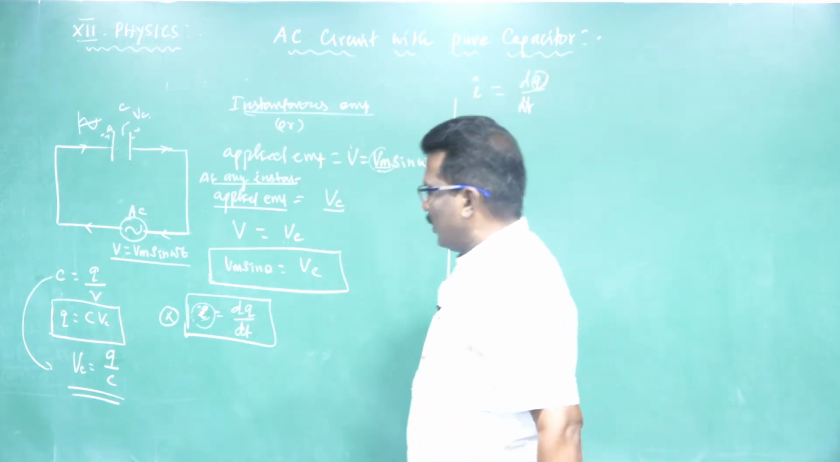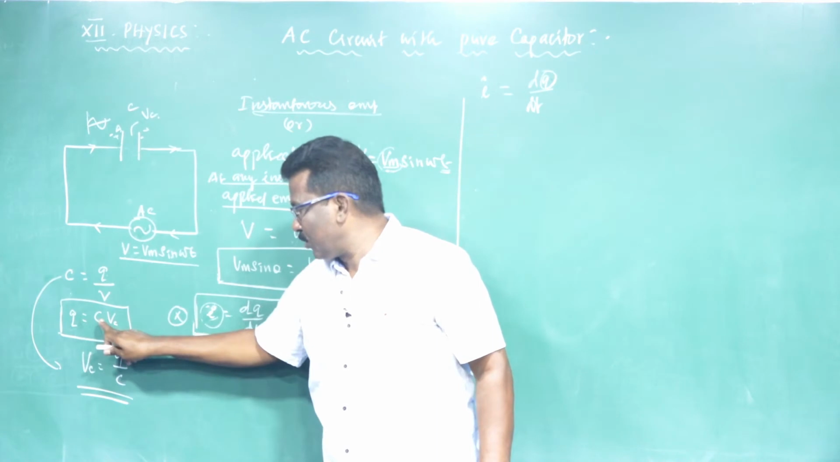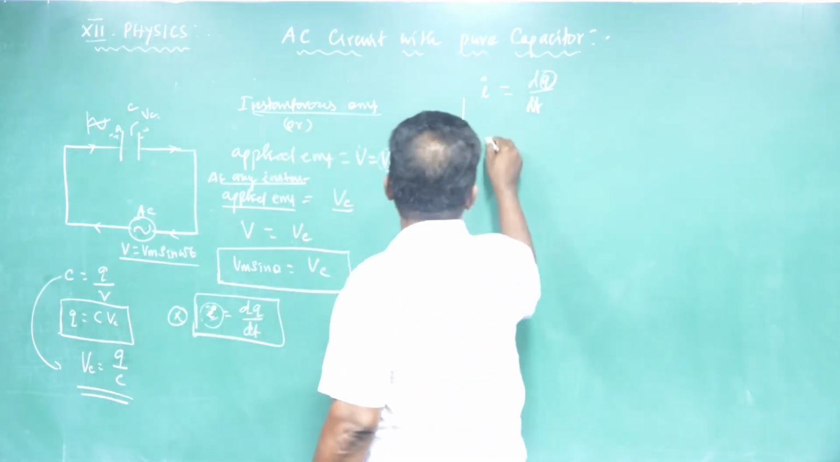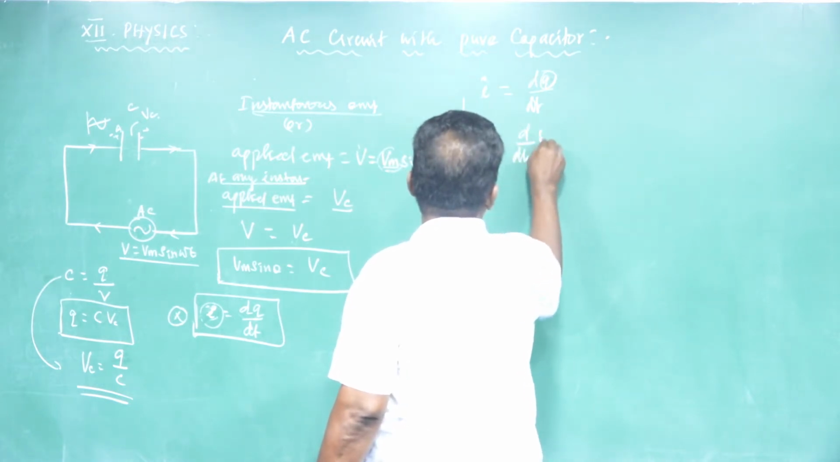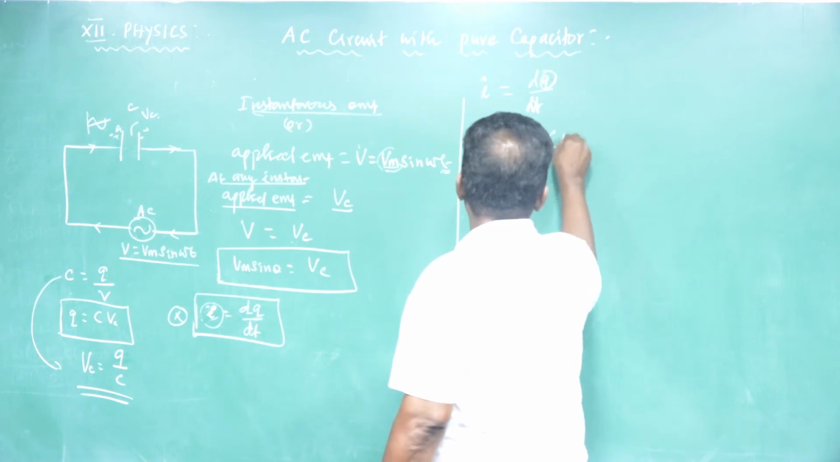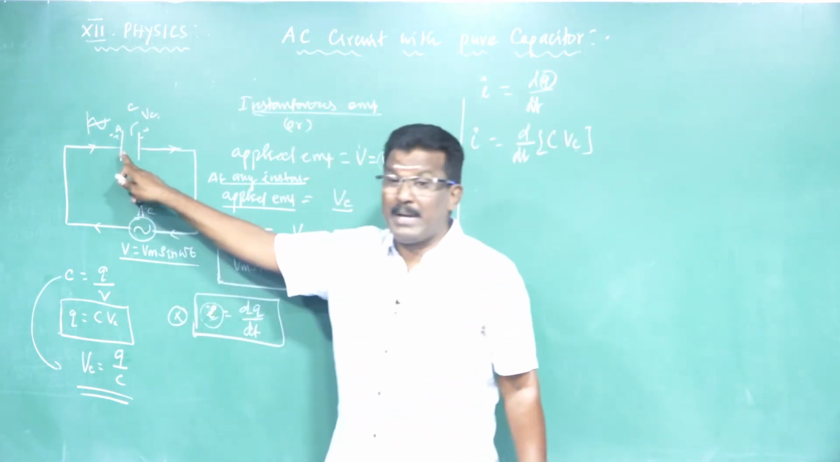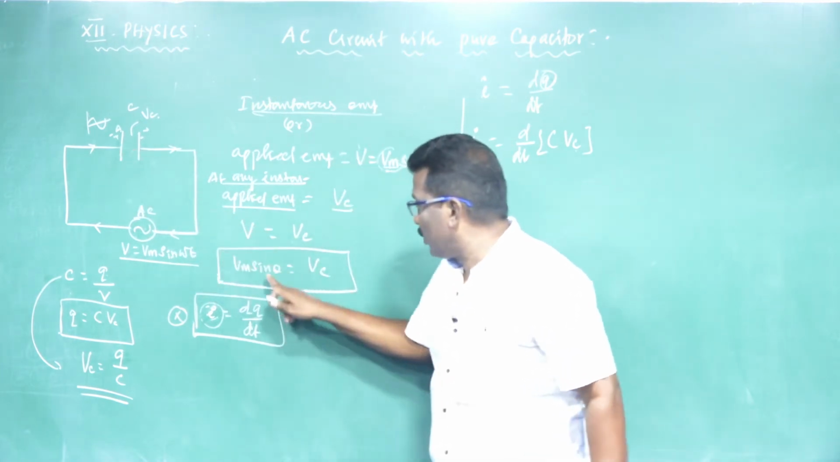What is Q? Q is the charge between the plates. So Q is equal to C VC. So I is equal to d by dt of C VC. What is VC? It is the potential developed between the plates, which is equal to the applied EMF.